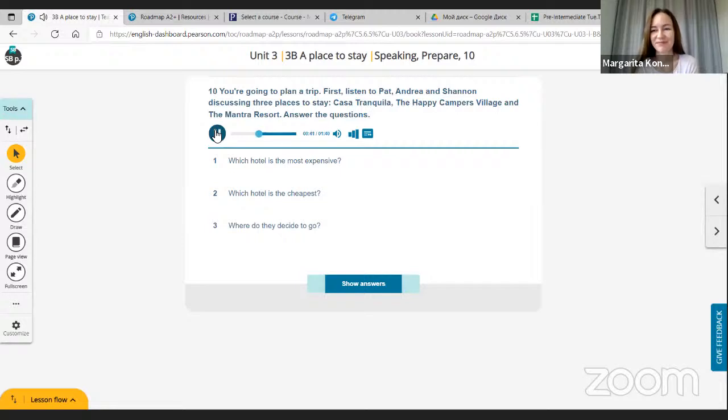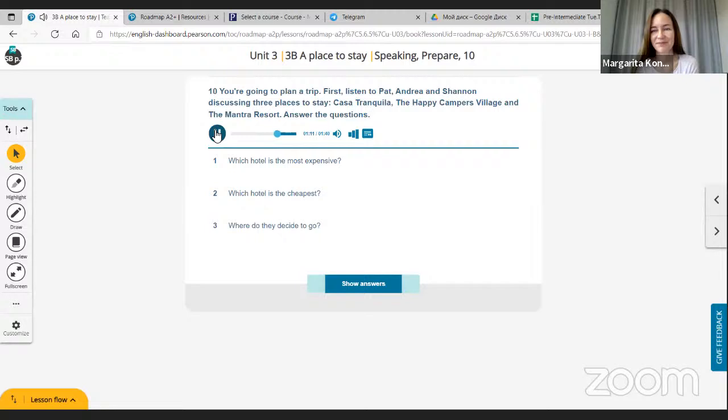I really like the look of Casa Tranquilla. It looks really quiet and peaceful, and it's the cheapest option. And look at those views. But you know I hate heights, Shannon. This is going to be difficult. And it's the furthest place from the airport. It would take a really long time to get there. I don't want to spend the whole time travelling. You're right. And we don't have much time.